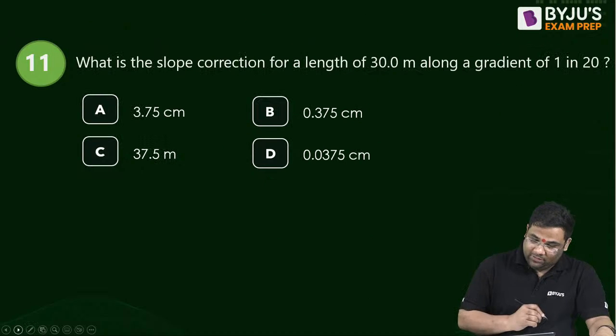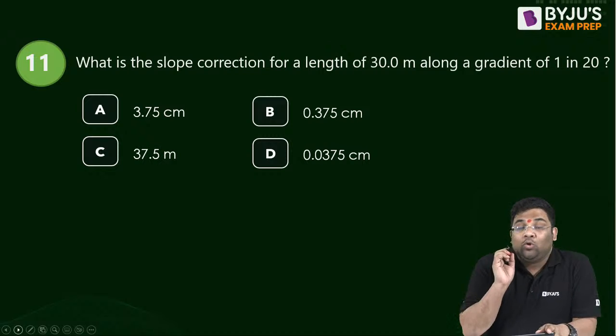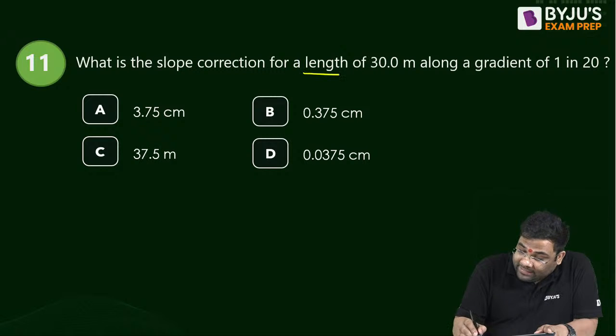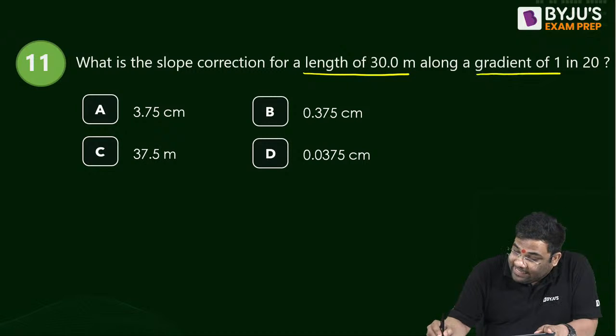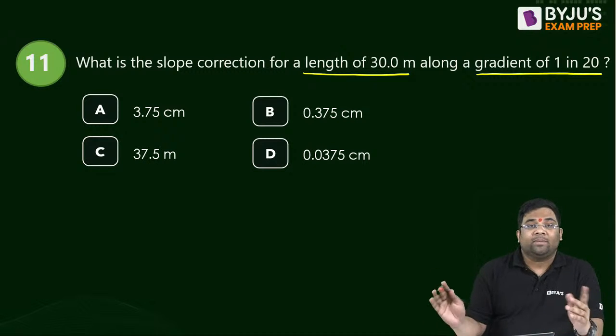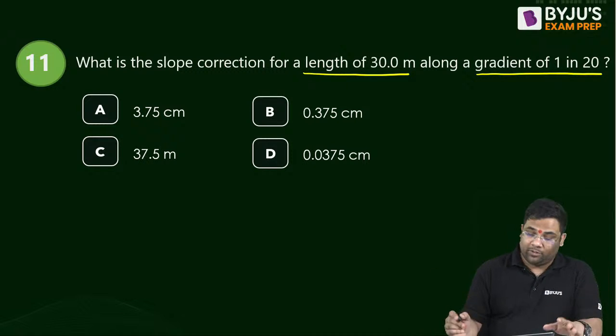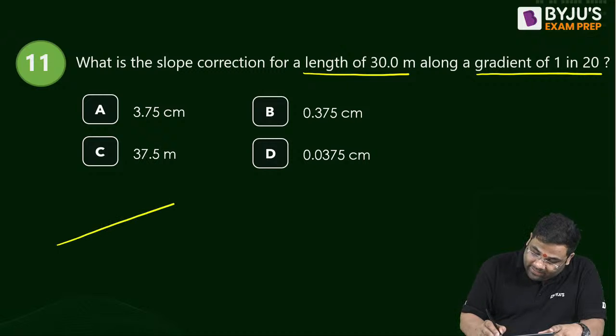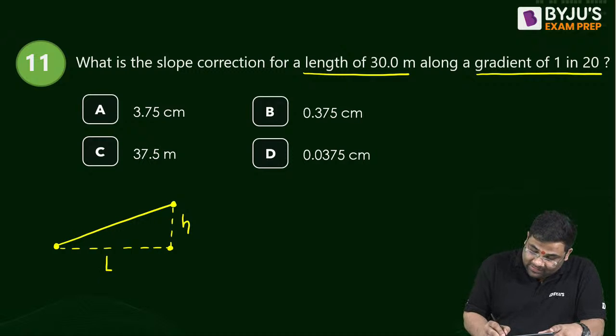Next question. What is the slope correction for a length of 30 meter along a gradient of 1 in 20? So I'll solve this for you. Some students might be knowing, some might not be knowing. So how is slope correction applied? If a particular line is measured on a slope, suppose h is the difference in level between the top and bottom of the tape, and this is the measured length L, then the slope correction is how much?